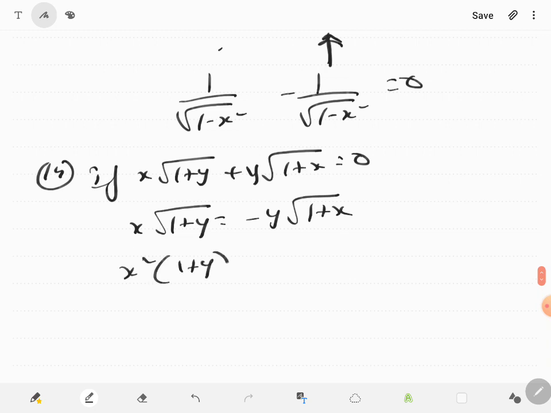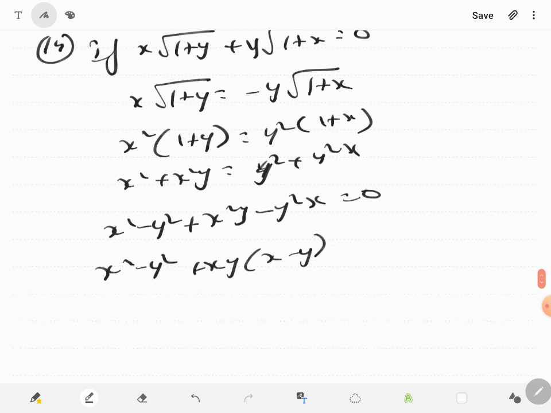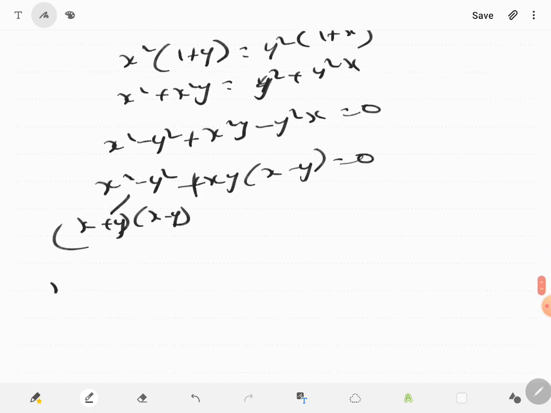X square into 1 plus y, first solve it. Y square into 1 plus x. X square plus x square y is equal to y square plus y square x. Consolidating, x square minus y square plus x square y minus y square x is equal to 0. X square minus y square plus xy into x minus y is equal to 0. This can be written as x plus y into x minus y. When you do that, x minus y will become common. X plus xy is equal to 0.